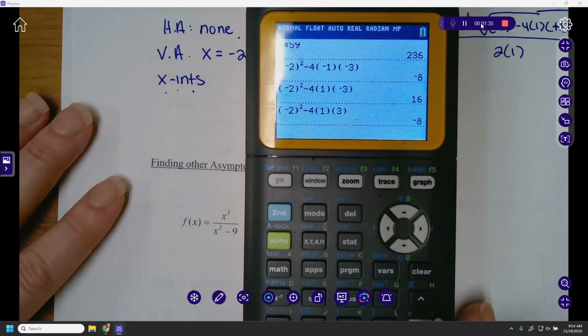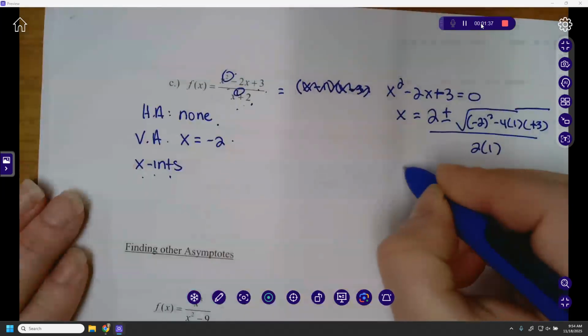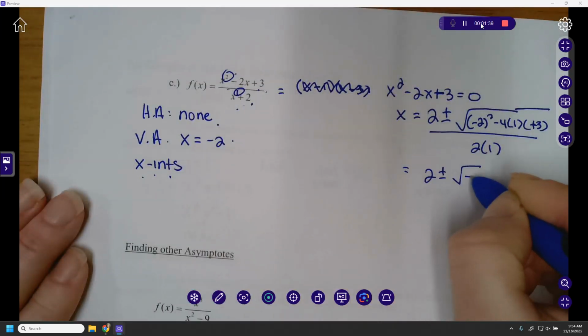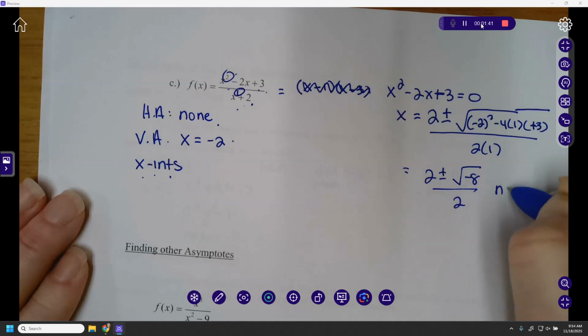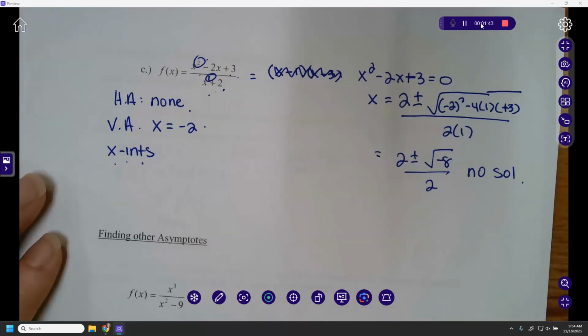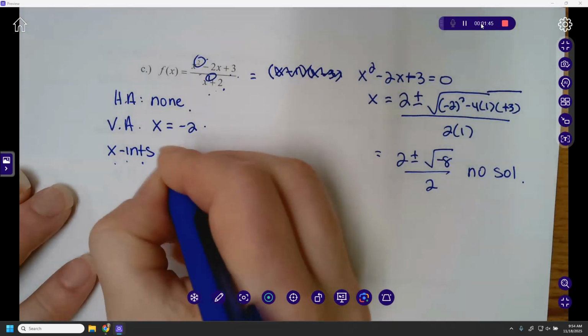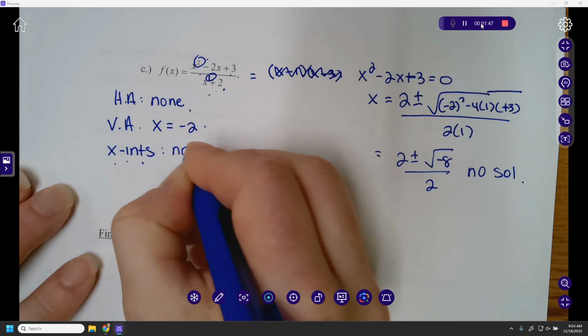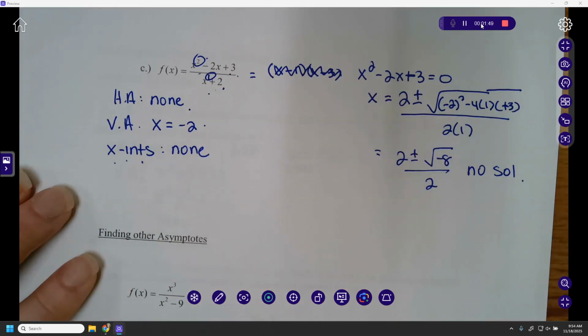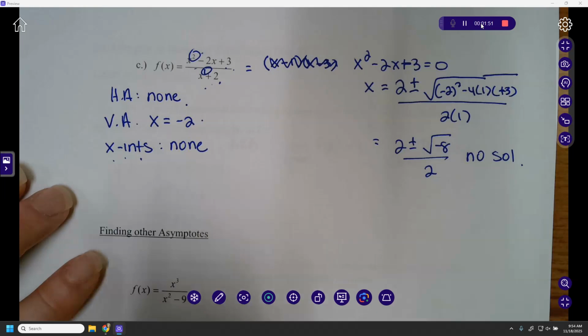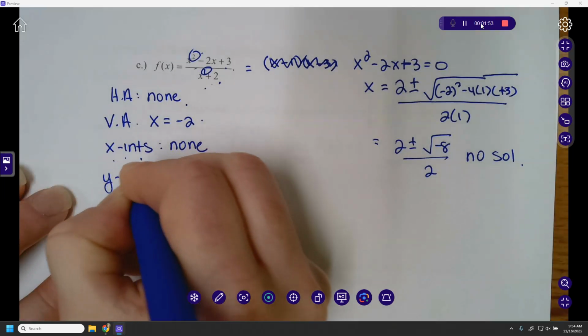You get the square root of -8. What does that tell you? There is no solution to that, so that means there are no x-intercepts. And then we get to the y-intercept.